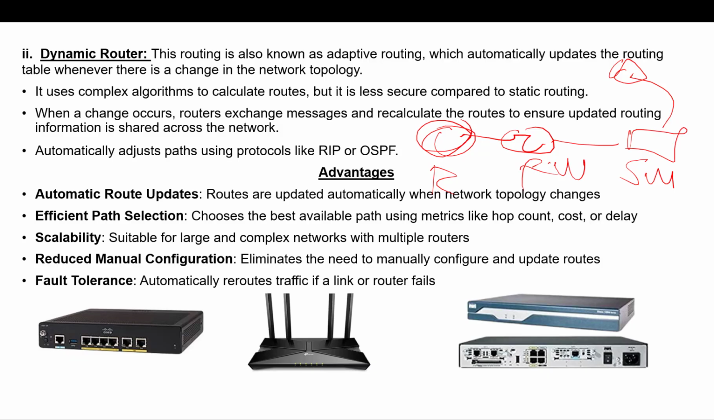But in static route, you need to go to the first one, come and do the configuration to this new one, then it will recognize the first one. The first one need to get new configuration and recognize the new one. You understand? So dynamic route is much easier for bigger networks. You understand? So if you see, it said, when changes occur, routers exchange messages and recalculate the route to ensure updated routing information is shared across the network.